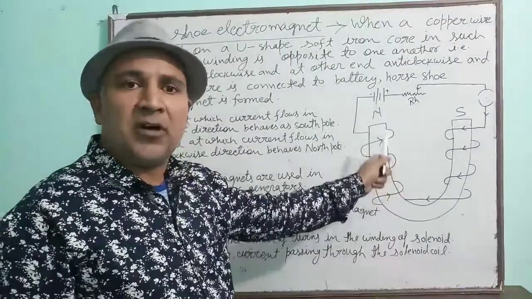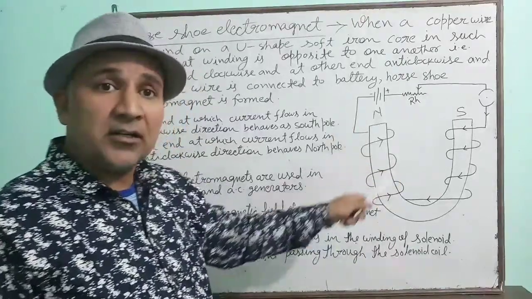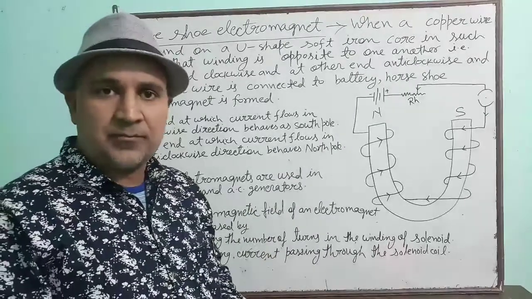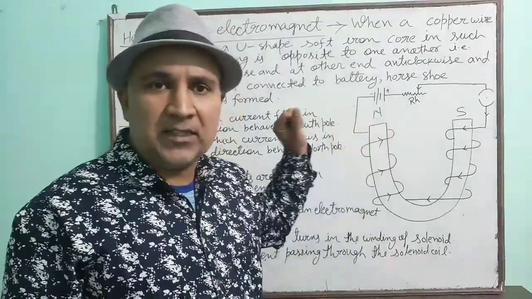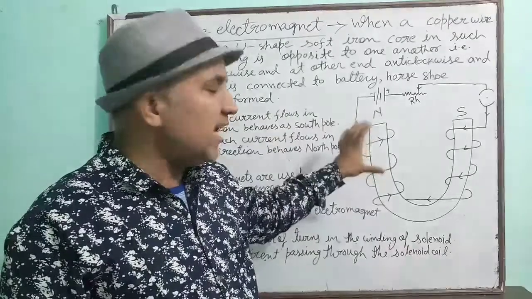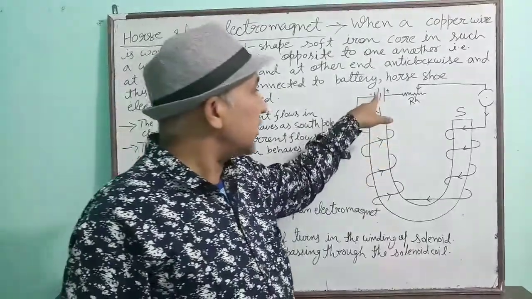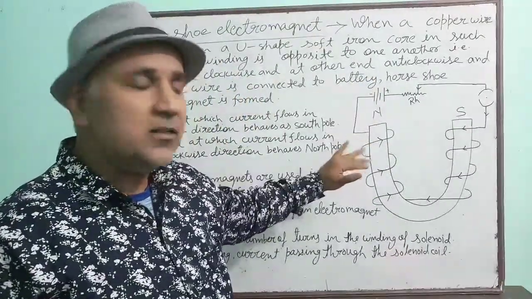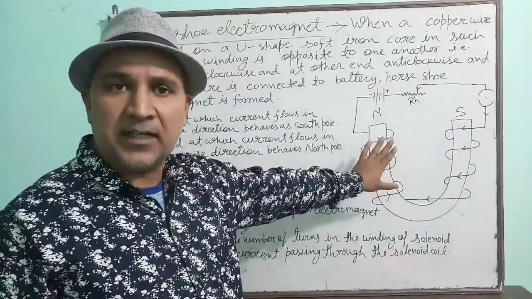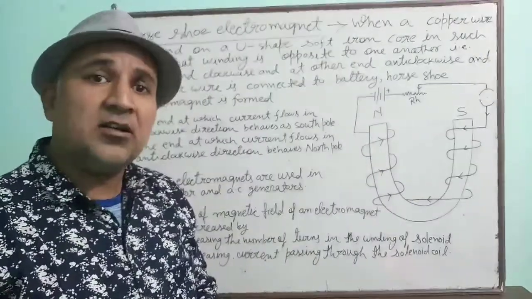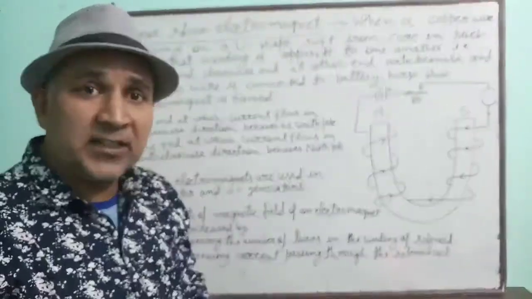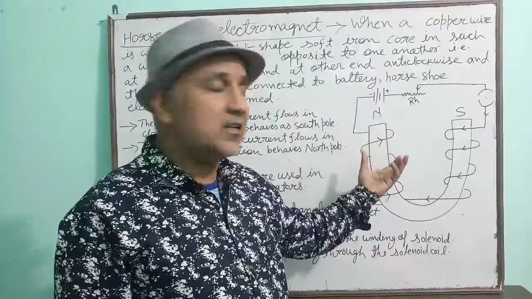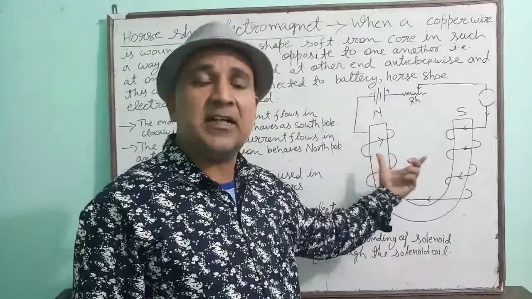These types of horseshoe electromagnets are used in DC motors and AC generators. This is a temporary magnet, children. It behaves like a magnet only when current flows in the wire. If we stop the current flowing in the wire, then it will not behave like a magnet. But the benefit is we can increase or decrease the magnetic field of these electromagnets.